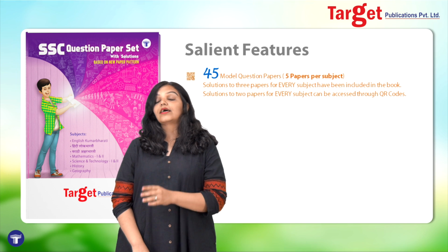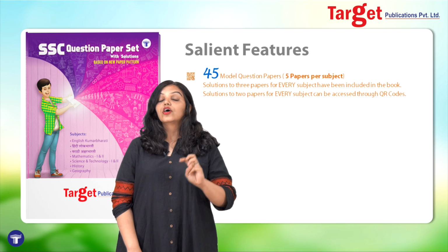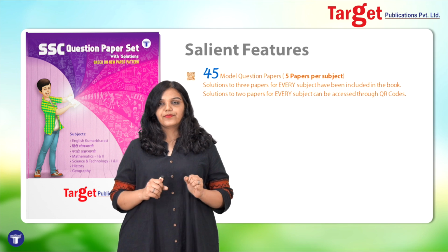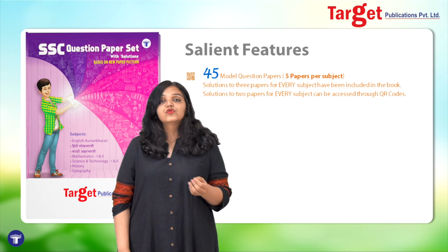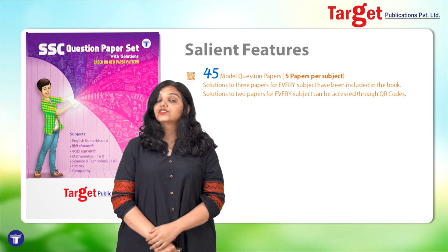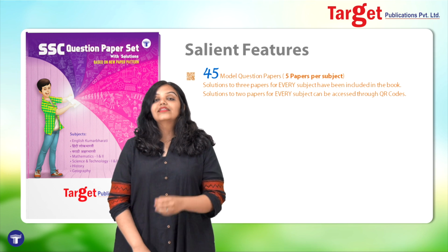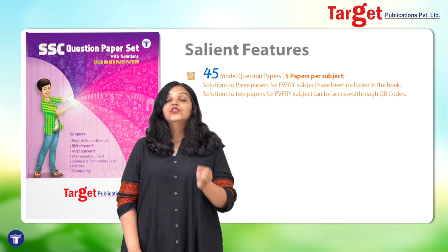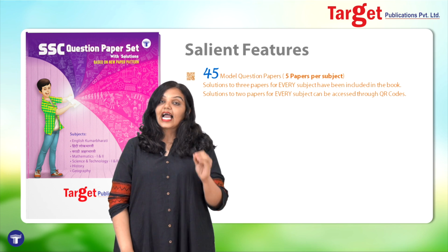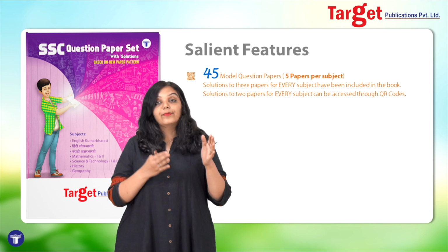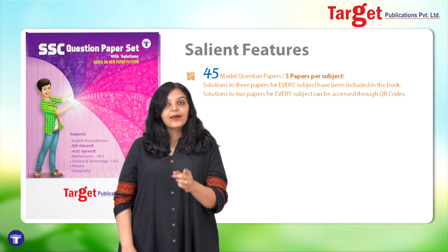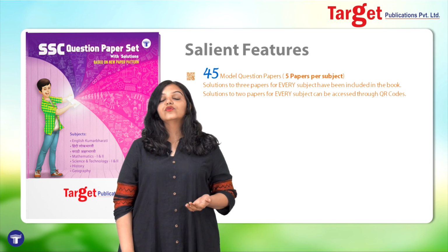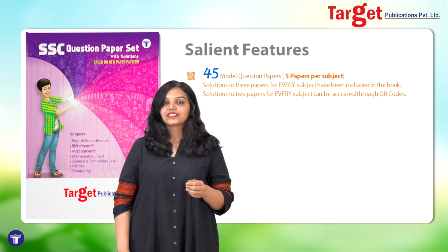Now each of these subjects has the solutions for 3 papers provided to you in the book itself. Now you must think, but what about the other 2 papers for each subject? Well, the solutions for those have been provided to you online, and you can access them by scanning the QR codes which have been provided in the book. I will demonstrate this for you later in this video, but these will give you the solutions at your fingertips.